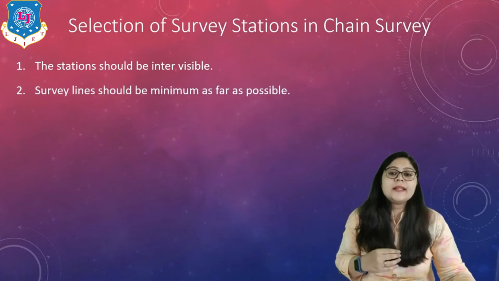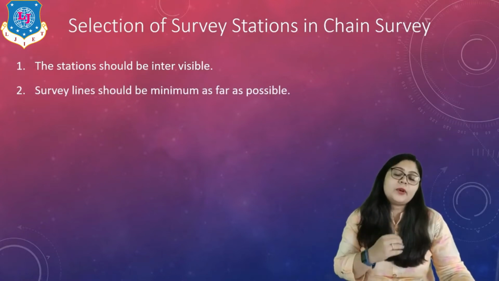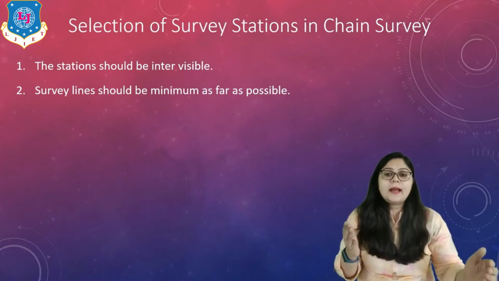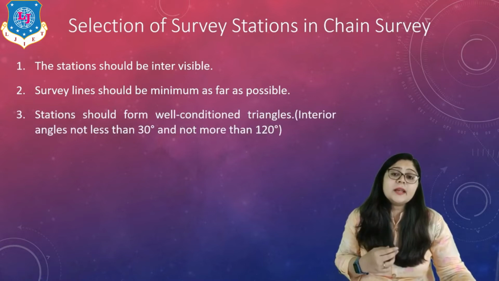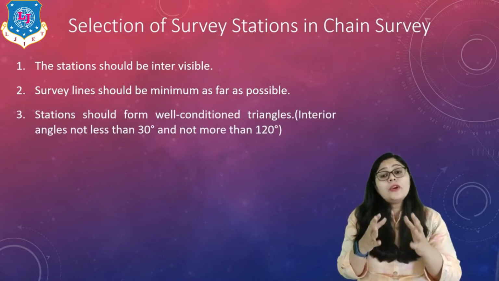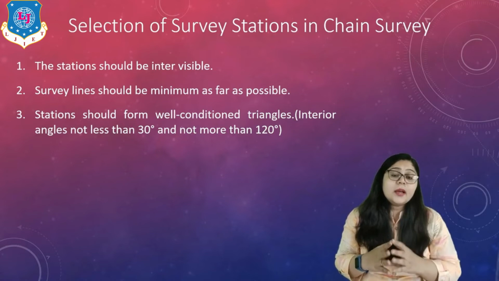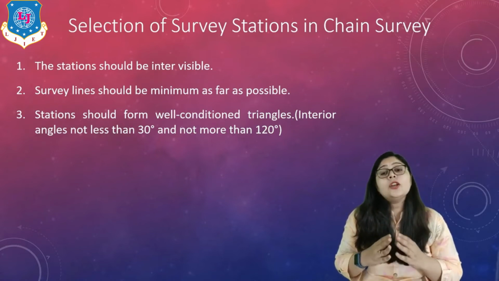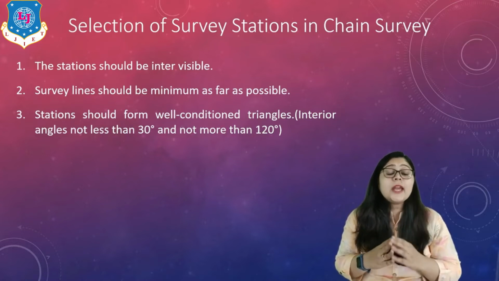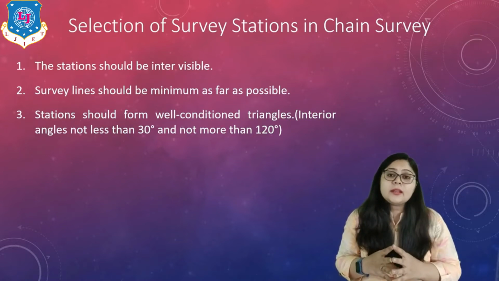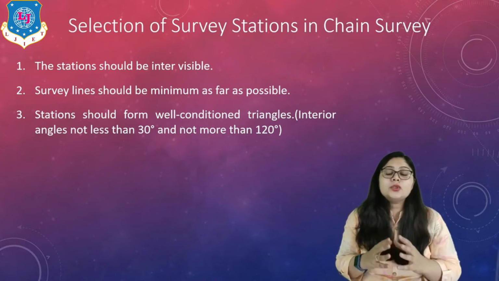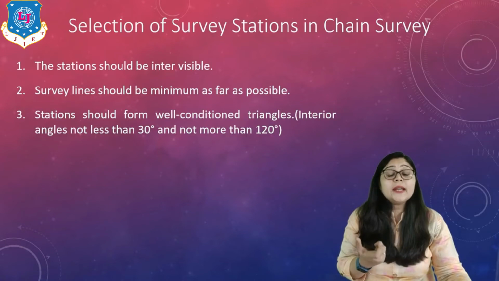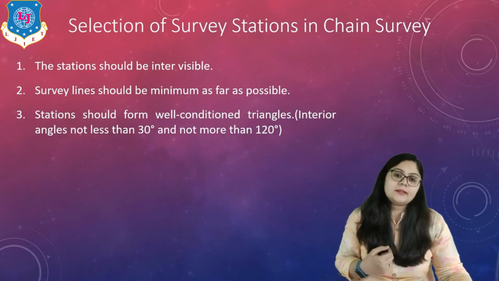Second is the survey lines should be minimum as far as possible, so that the distance is low, the accuracy is high, right? Third is the station should form well conditioned triangles. It means interior angles not less than 30 degree and not more than 120 degree. As we are going to apply triangulation method, that formation of triangle should be in such a way where the angles limit is mentioned to create well conditioned triangles, right?